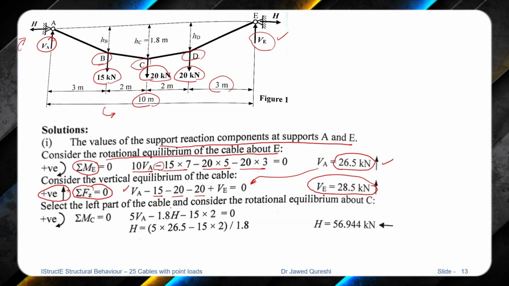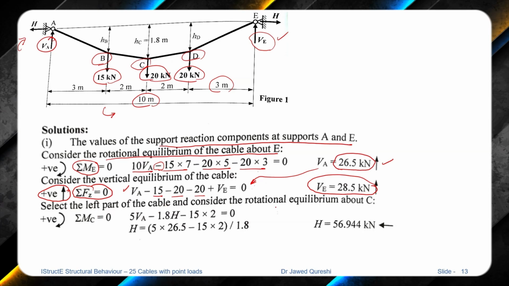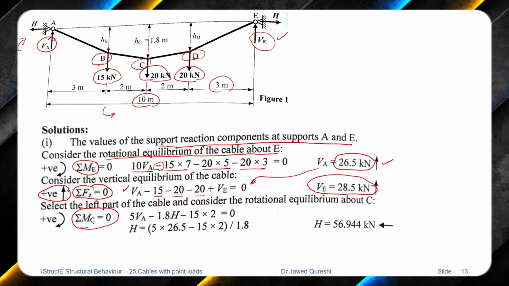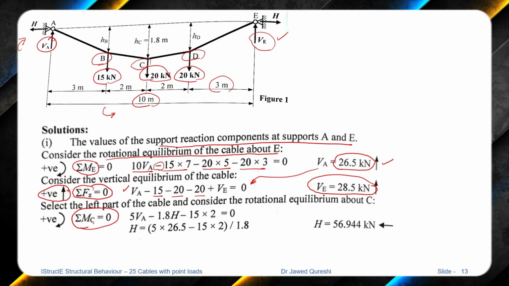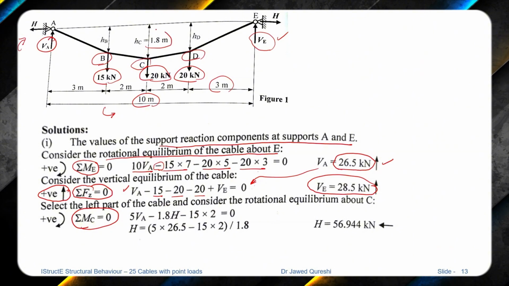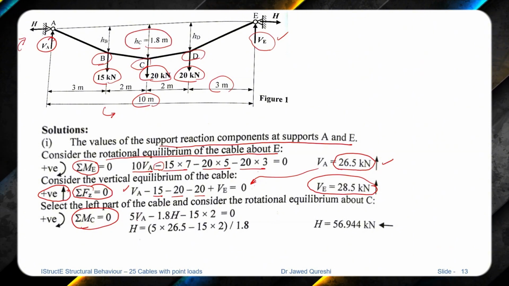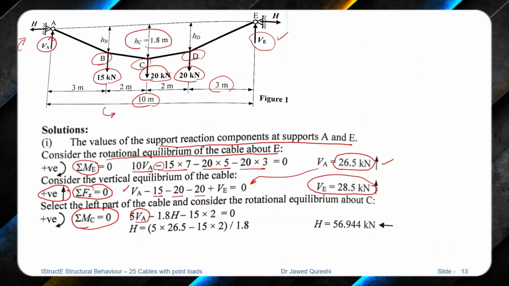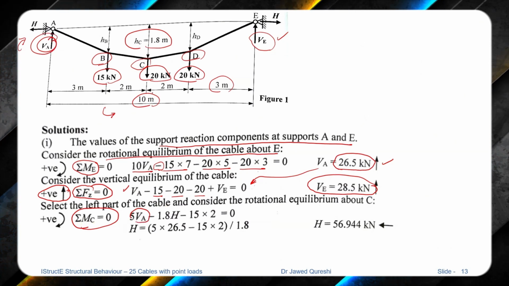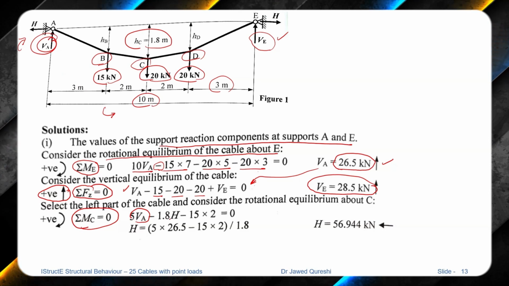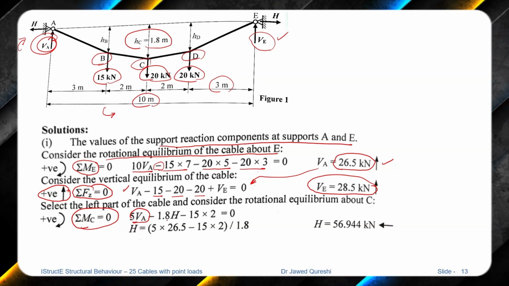Next, we have to consider the left part of the cable and consider rotational equilibrium at C. So we are saying that the moment at C is equal to 0. The reason we have done it is because we have this HC known. So 5 times VA means that this vertical reaction has a lever arm between A and C of 5. So that's the reason we have 5 here.